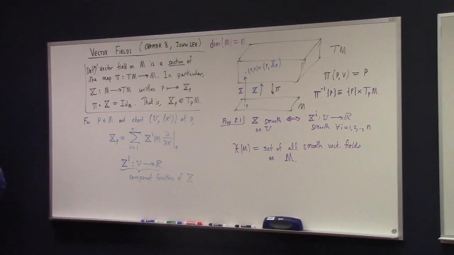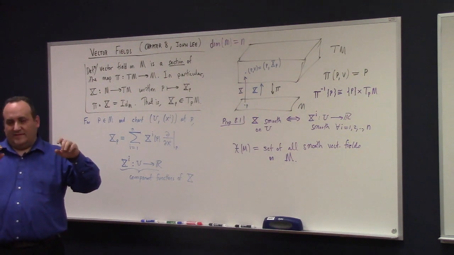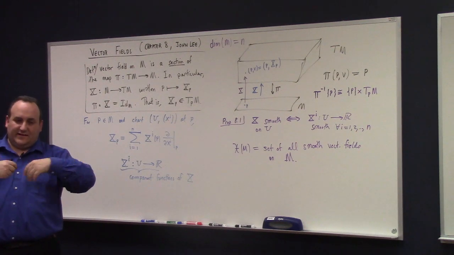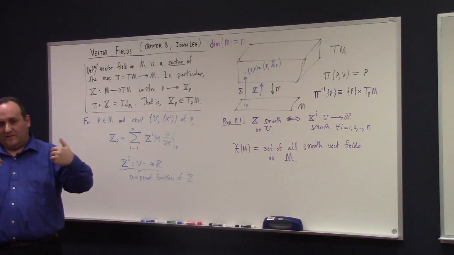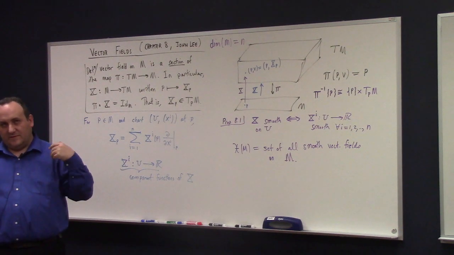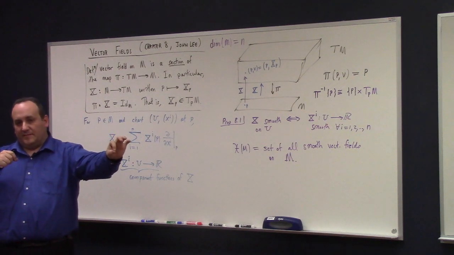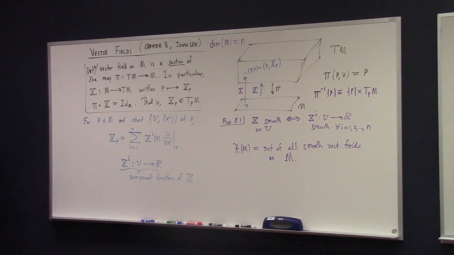There are also bundles where you take all of the possible tensors of a higher type at each point. That gives you a tensor bundle. If you take a section of the tensor bundle, that gives you a tensor field. So a section of the bundle gives you a field. A field is really just an assignment of one of those objects at each point in the manifold in a smooth fashion. That's the bigger idea of what we're doing.